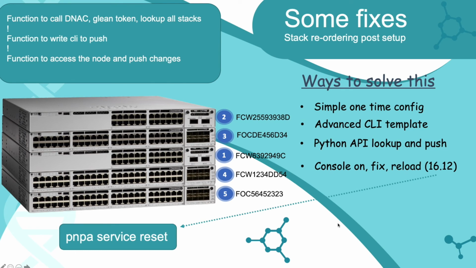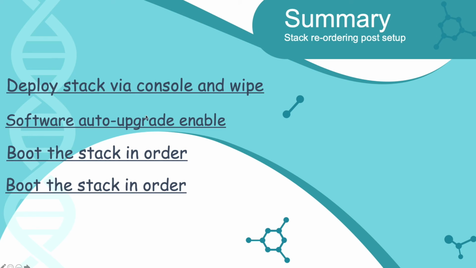And so that's it, really. In summary, we just deploy via console, wipe and reload. That's always the preferred option. Use software auto-upgrade enable if you've got version mismatch boxes, and then if they're member only with no uplinks, then they join. Happy days. If not, then you can run provisioning or rerun LAN automation for that newly joined switch that needs a layer 3 or other type of uplink configuration applied.